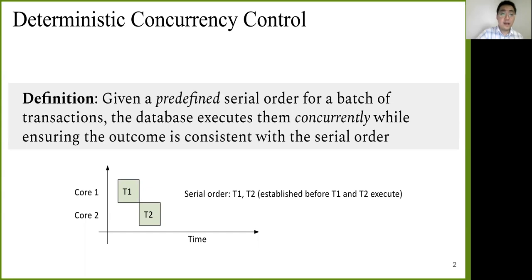For example, let's say we have two transactions, T1 and T2. They are executed concurrently, but the database must ensure that their serial order is T1 before T2. In a deterministic database, this serial order is established before T1 and T2 execute.